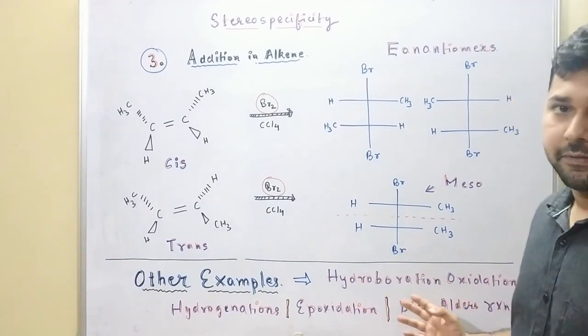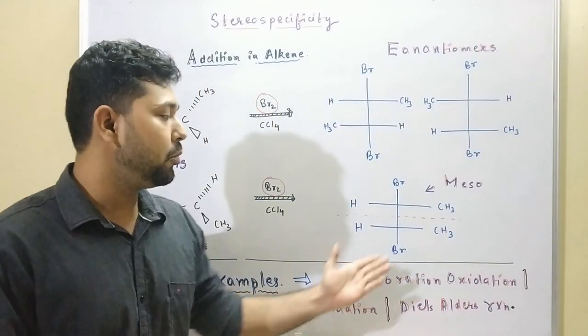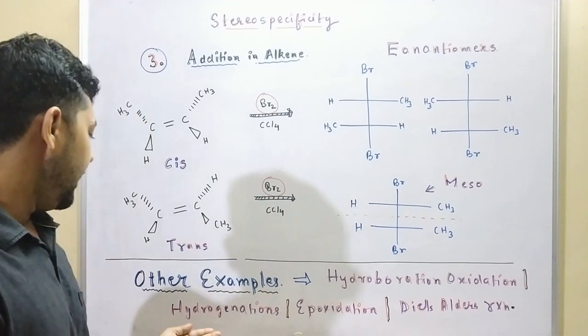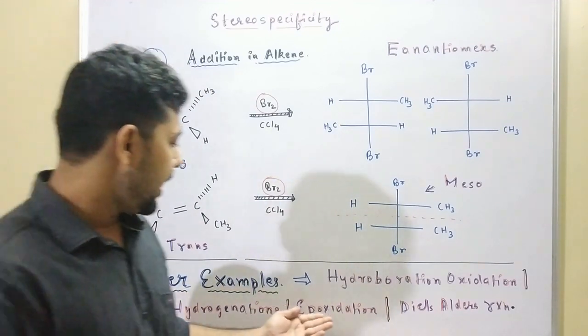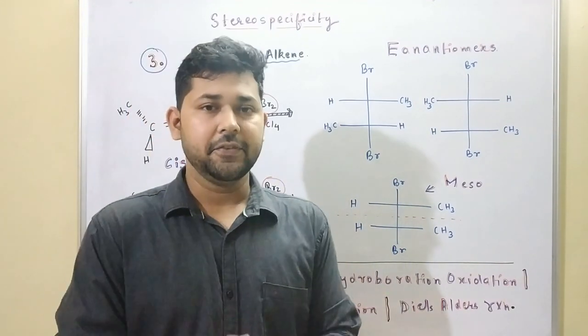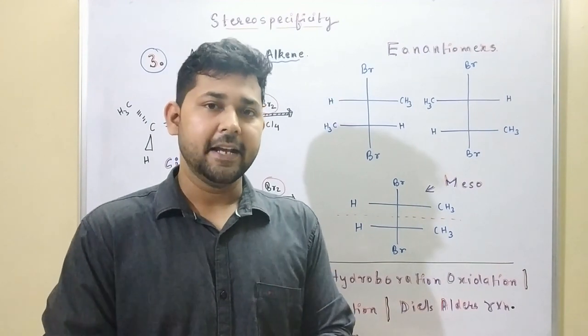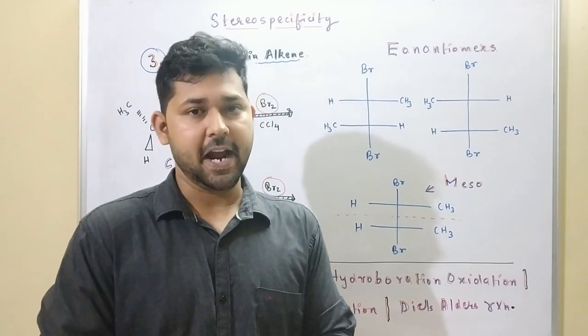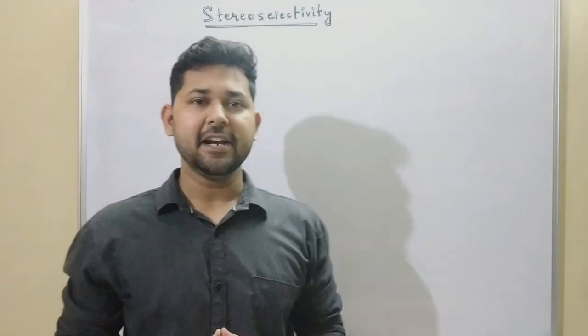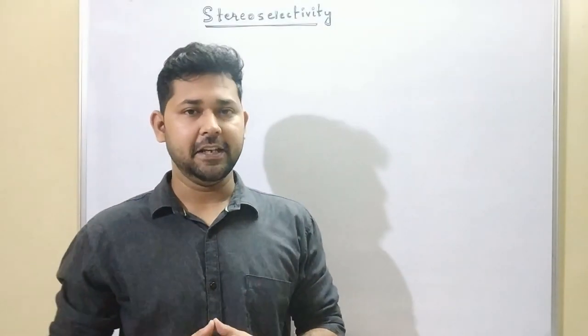Hydroboration oxidation. Here you see hydroboration oxidation, another is hydrogenation, epoxidation, Diels-Alder reaction. These all are examples of stereospecific reactions. Here is the final topic, stereoselectivity.